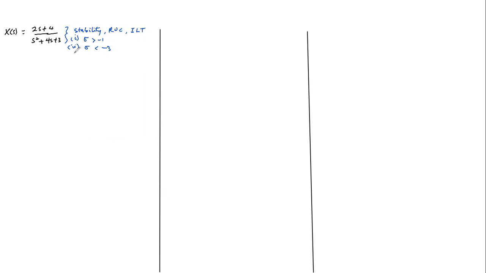Then the third condition will be -3 less than sigma less than -1. So that should be a strip. Okay. Now, good. Now that we have this kind of problem, so what do we do? In order to resolve this, we have to solve this by partial fraction.